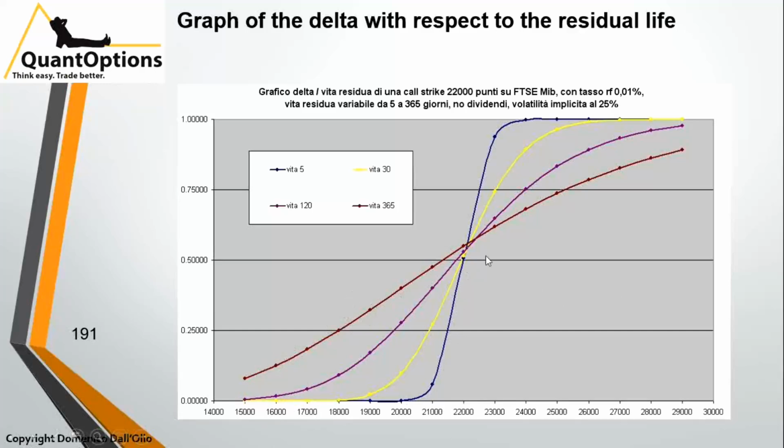If the residual life is quite long, let's say a calendar year, what happens is that the shape of the delta becomes almost linear. And this, once again, is the proof that you can hardly isolate the effect of one parameter, keeping all the others fixed. Because depending on different conditions in the market, you will have something very different from what you can expect.